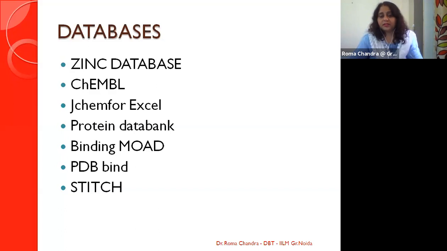Okay, the first thing is we need to have the structures. So these structures are the structures of our receptors.